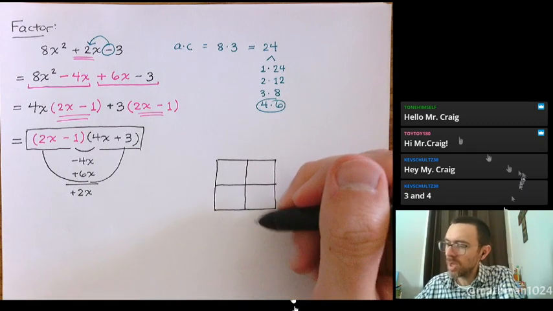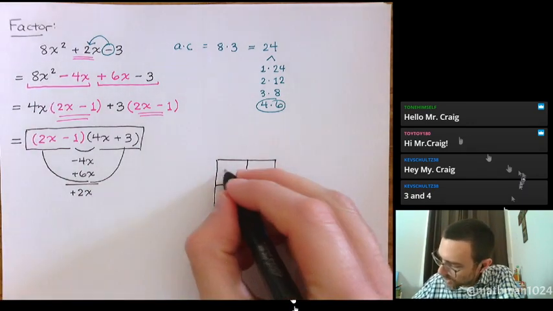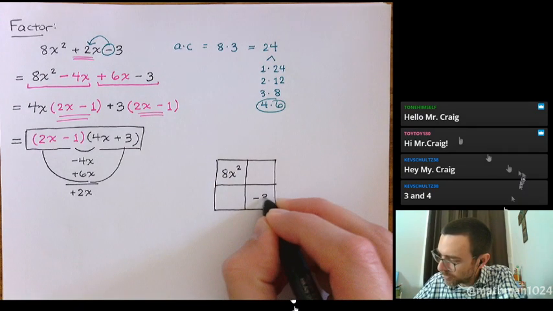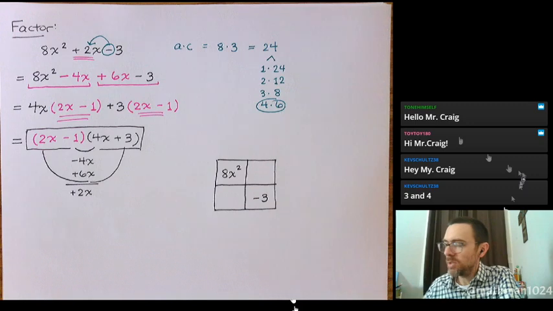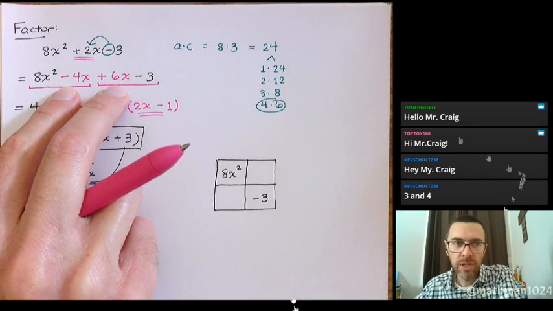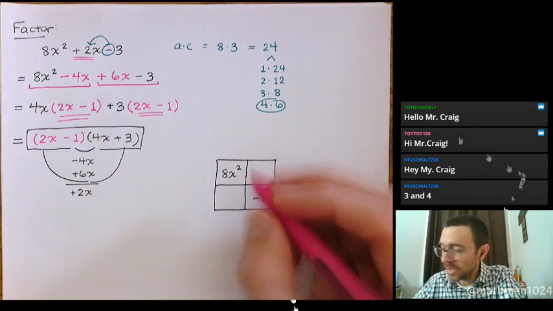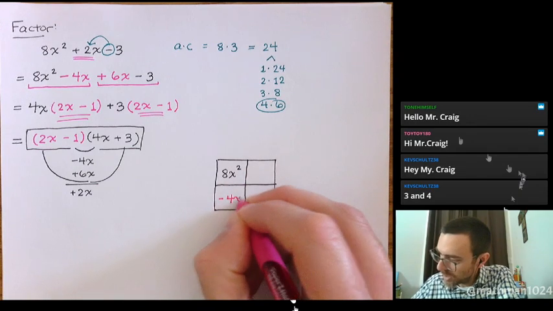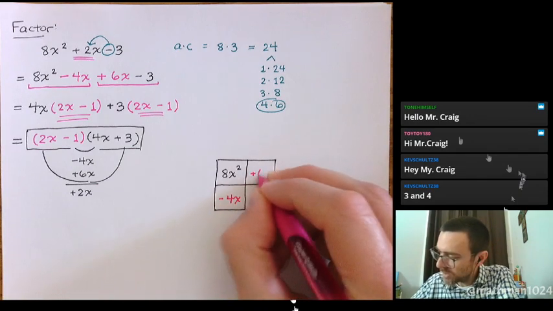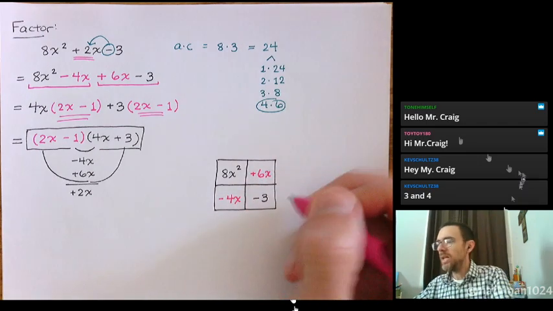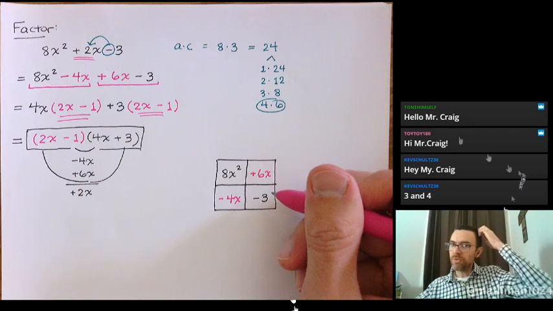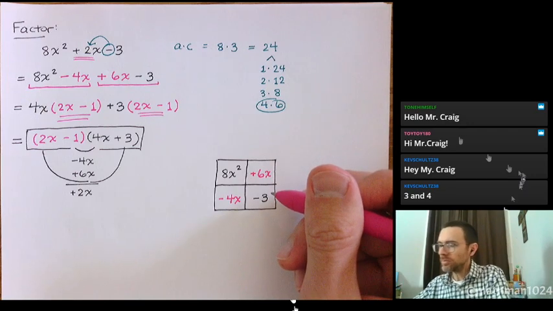So you've got your 8x squared, which is your lead term right here. Your minus 3 is over here. And then we're going to take these pieces that we used to break up that middle term, the minus 4x and the plus 6x. Again, it doesn't matter where they go. So I'm going to do minus 4x here and positive 6x right here. It's still the same number of terms, still the same exact terms, it's just a matter of where we put them. Okay?